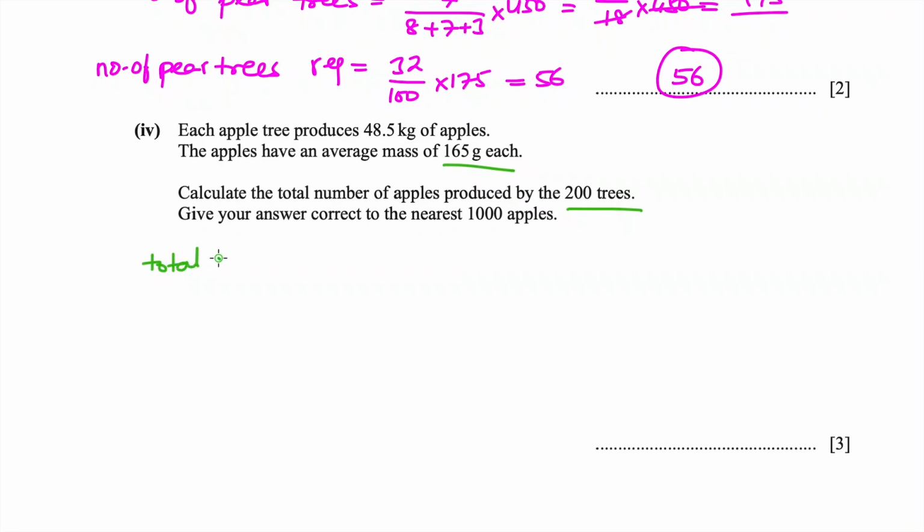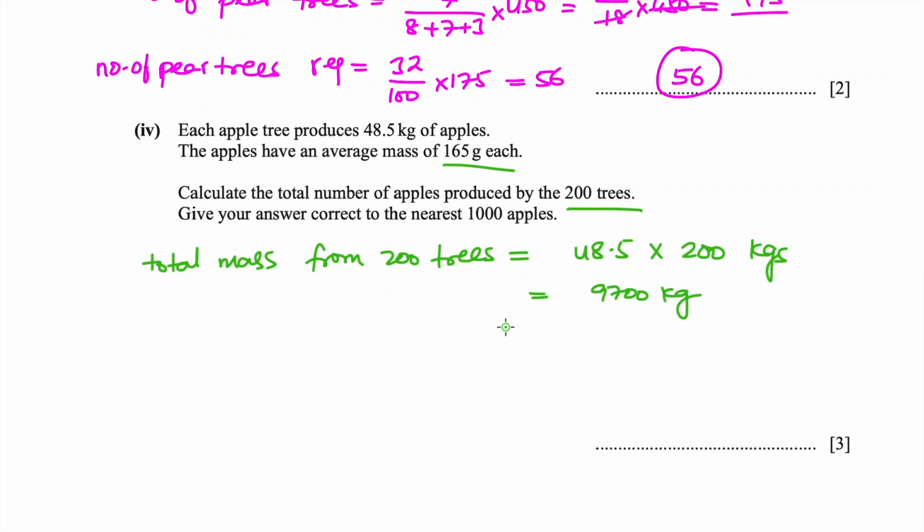So the total mass from all 200 trees of apples will be equal to the mass from each tree into the number of trees in kgs, right? So 48.5 into 2 is nothing but 97. So this is 9700 kg. And if we convert this into grams, this is 97,000,000 in grams. So the average weight of each apple is 165 grams.